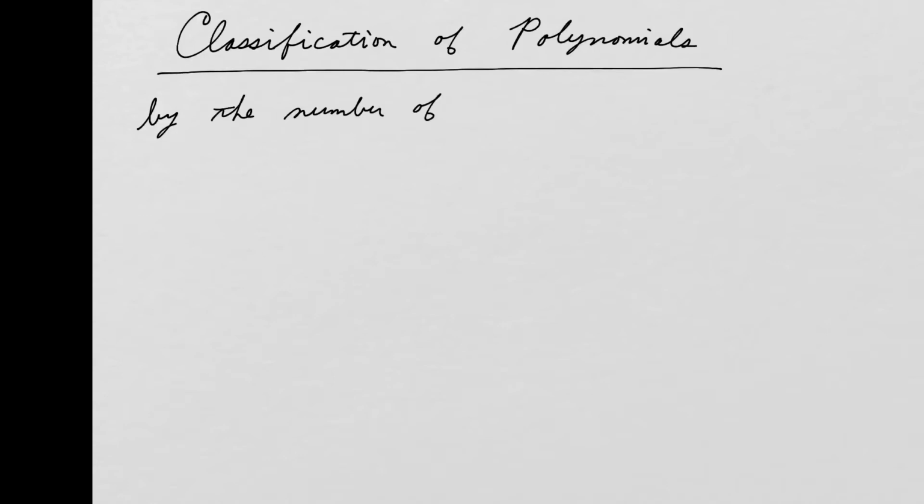There's a couple of ways we can classify polynomials. We can either do it by number of variables, which I just discussed a little bit, and then number of terms. So let me talk about that. So classification of polynomials. So one way is by the number of variables.